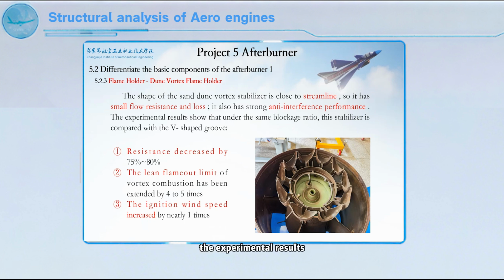The experimental results show that, under the same blockage ratio, this stabilizer has 3 advantages over the V-shaped groove. First, the resistance is reduced by 75% to 80%. Second, the lean flameout limit of combustion in the vortex is extended by 4 to 5 times. Third, the ignition wind speed is increased by nearly 1 times.